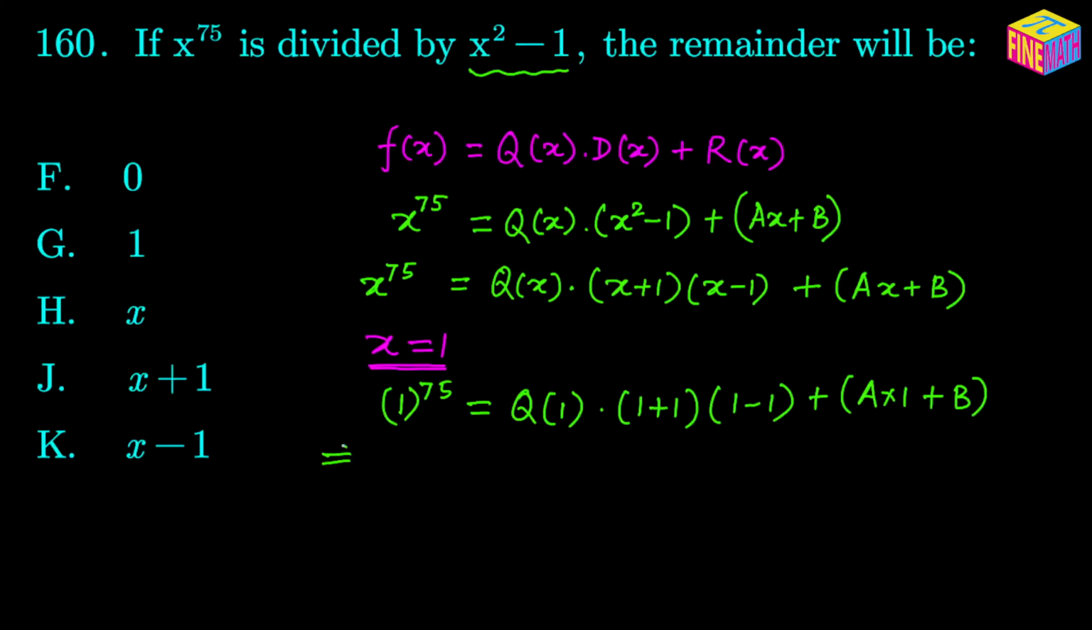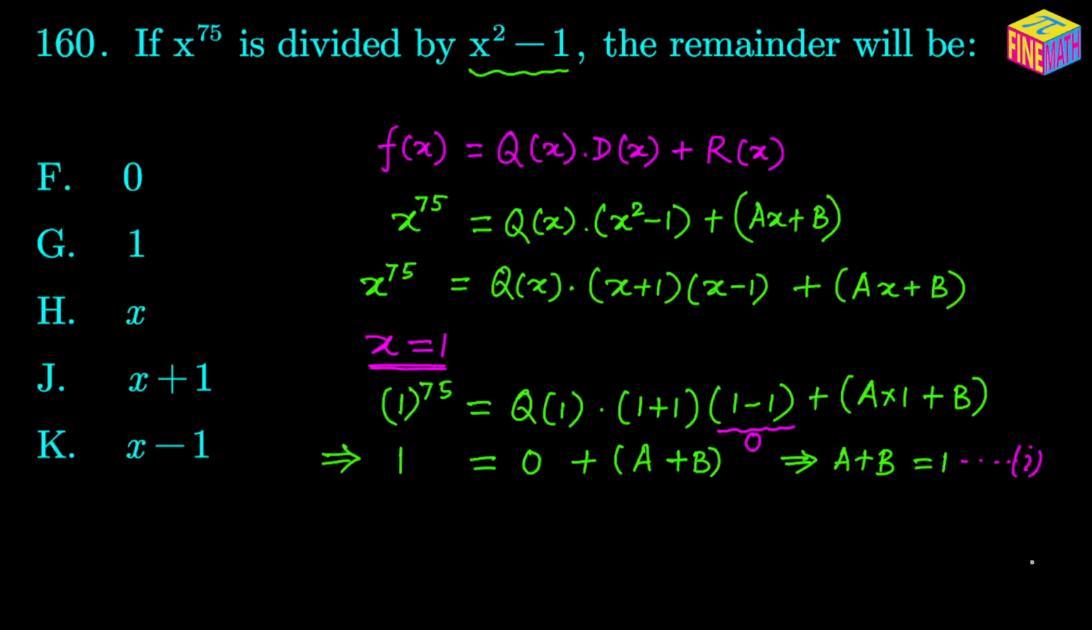And from here what do we get? Well, the left hand side will be 1 to the power 75, that's 1, is equal to, right here you see this term is actually 0, that means the entire first term becomes 0. Alright, that's nice. So this is 0 plus then a times 1, that is a plus b. And from here we can clearly see that a plus b is equal to 1, and that is our equation number 1.